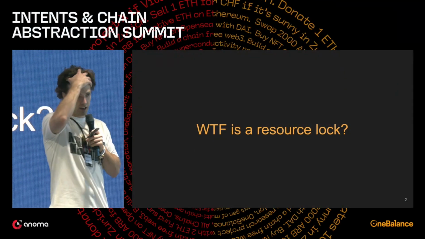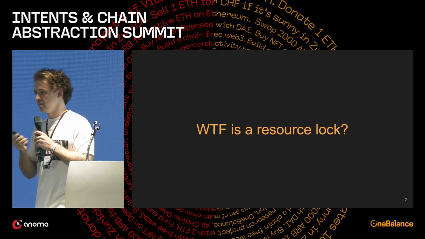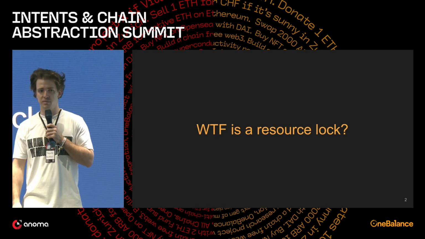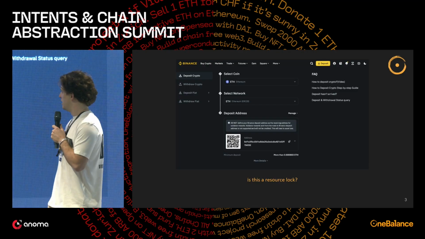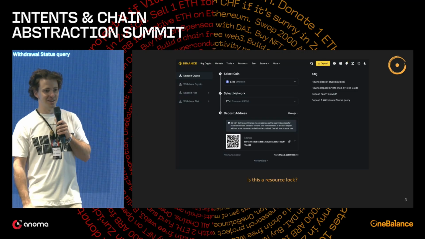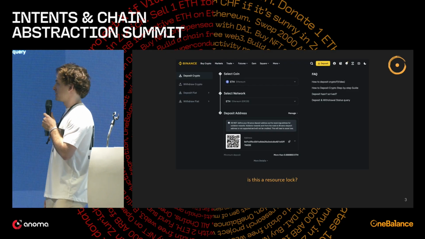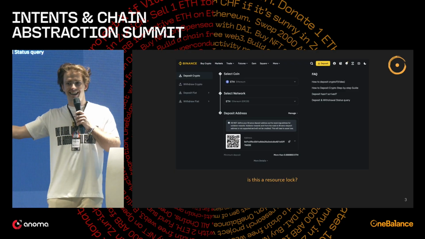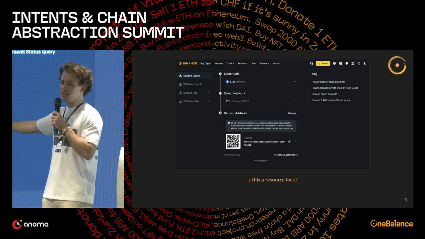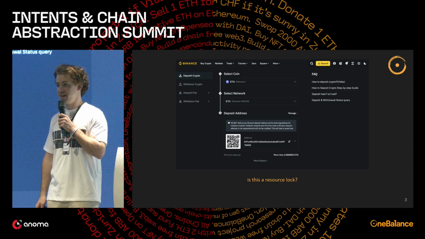But it also leads to the question, what the fuck is it? Because resource lock is a new thing that isn't a part of the stack today and a fundamental part of it. So we're going to play a little game, which is: is this a resource lock? And we will try to build some intuition for what a resource lock actually is. So, okay, this is a deposit screen on Binance. You're welcome to send me money if you want. But the question is, is this a resource lock? Is an on-chain deposit into Binance a resource lock?